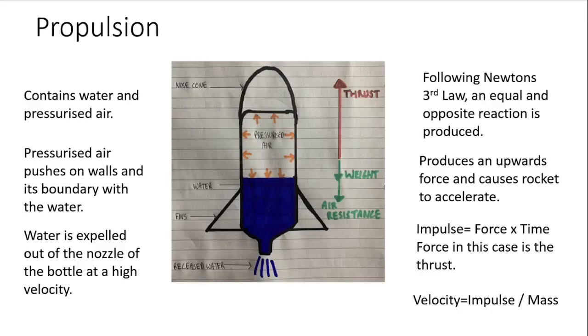The pressurized air stores the potential energy and pushes on the water in the bottle. This pushing force expels the water out of the nozzle at a high velocity. Following Newton's third law, an equal and opposite force is produced, causing the rocket to accelerate upwards.